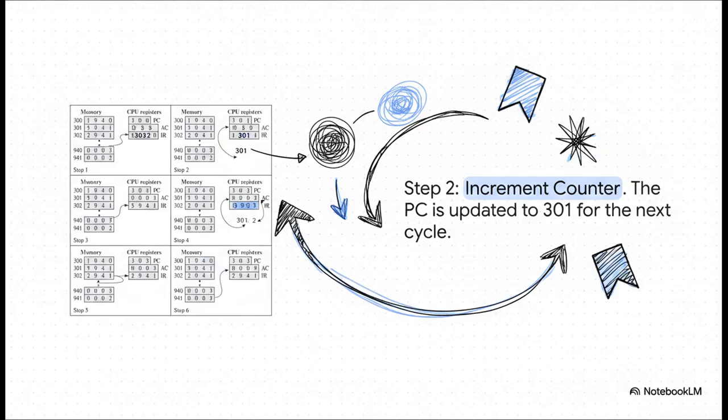And check this out. This next part happens almost instantly. To be super efficient, the CPU immediately updates the program counter to 301. It's already getting the next instruction lined up before it's even finished with the current one. Talk about a good multitasker, right?